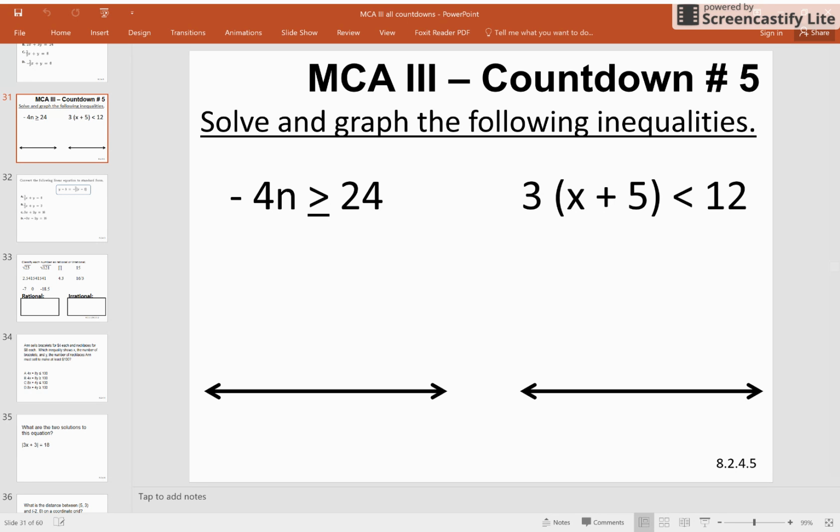Next one. She sells bracelets for $4. Looking down below, bracelets are X. So 4 times X. And then necklaces are Y's. So 8 times Y. So we know it's going to be 4X plus 8Y.